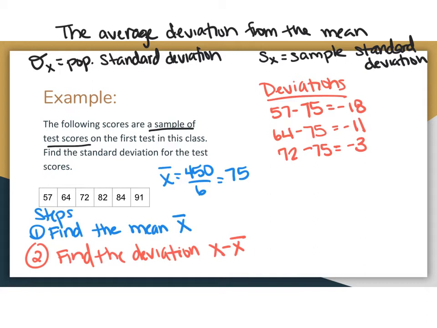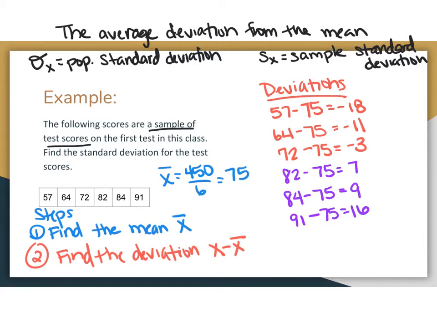Now, the next three observations are all bigger than the mean, so they will all be positive values. So if I do 82 minus 75, I get 7. 84 minus 75 is equal to 9. And then 91 minus 75 equals 16.